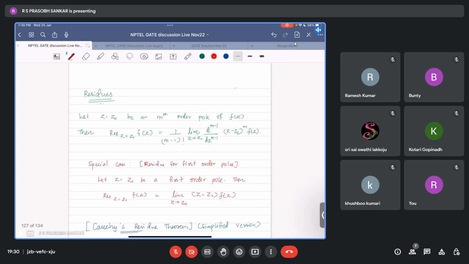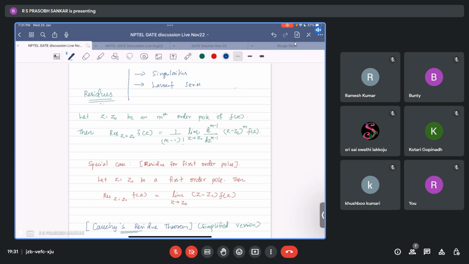So to define residues, we need to know two things. I'll write the names here. Maybe if you're interested, you can search about this. One is singularities, and the other is Laurent series. Explaining these itself will take some time, some 10 minutes or even more. But for the time being, I'll restrict myself to a simplified version of Cauchy's residue theorem.